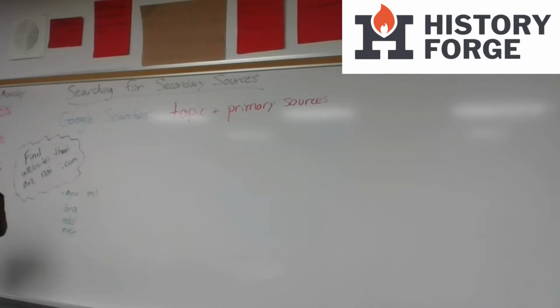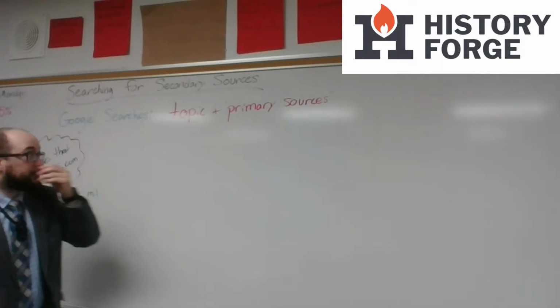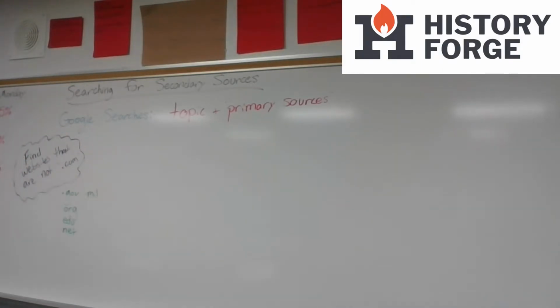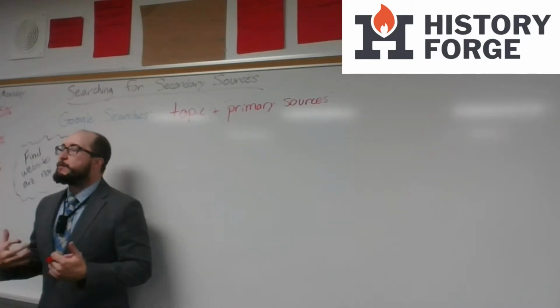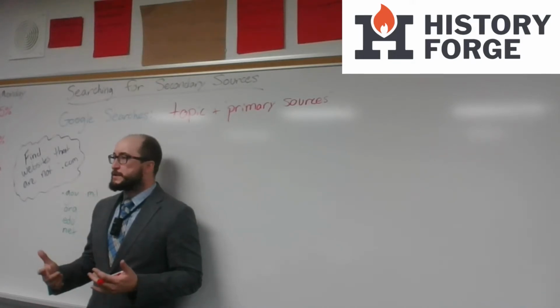So first thing I want you to write is this: topic plus primary sources. I want you to write topic plus primary sources. And that is the primary formula we're going to use in order to find websites, find research. I'm going to show you this. This is the greatest trick. I wish I knew about this in college even, because it would have made finding information so much easier and so much faster.